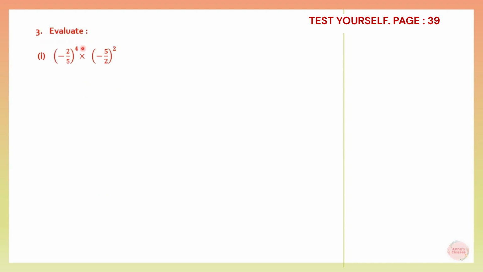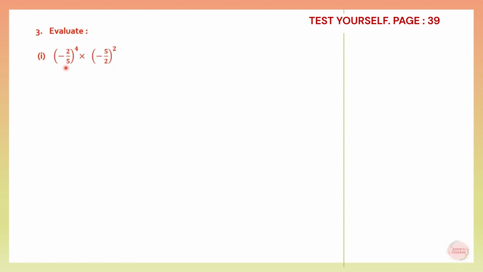Question 3, evaluate. So here under this, the first question says minus 2 by 5, the whole thing raised to the power of 4 into minus 5 by 2, the whole thing raised to the power of 2. Now, we can use the law of exponents, adding the powers, only if the base is the same and it is multiplication. Here the base is not the same. But look carefully. Here we have 2 by 5 and here we have 5 by 2. So one of these we can change so that the base is the same.